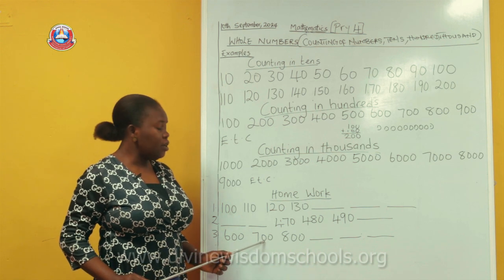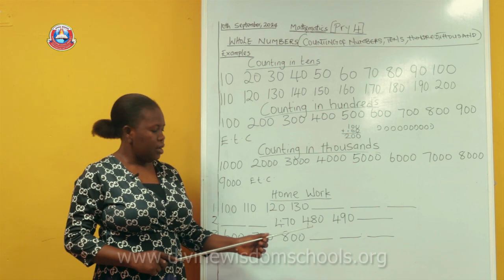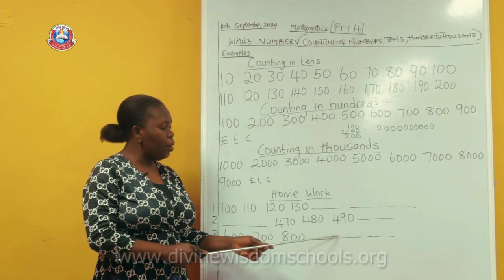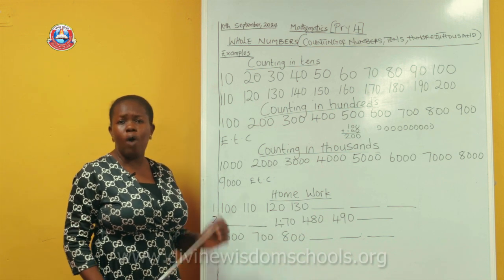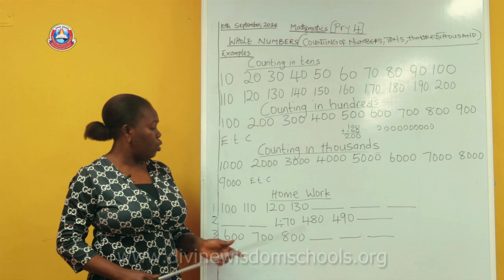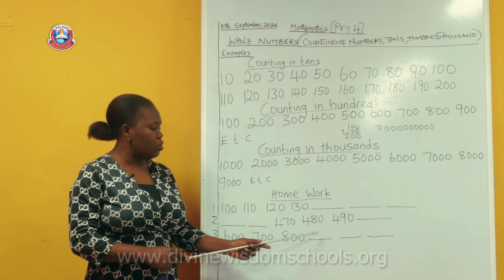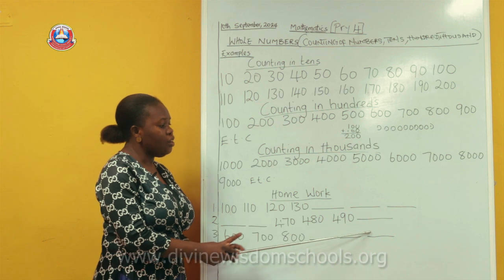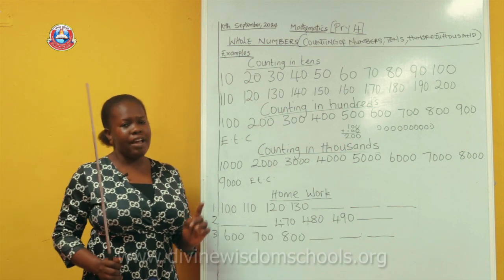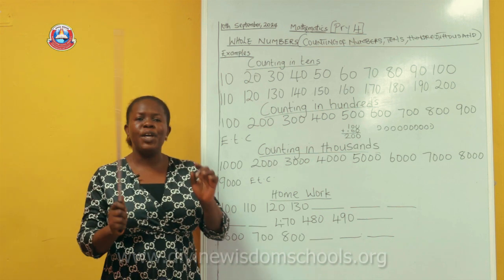600, 700, 800. There's no number here. No number here. It means numbers are missing. What are they counting in? They are counting in 100. So what you do, you add 100 to 800 to give you what is here. Add 100 to that number you got to give you what is there. Please do not forget to do your homework and be good children.